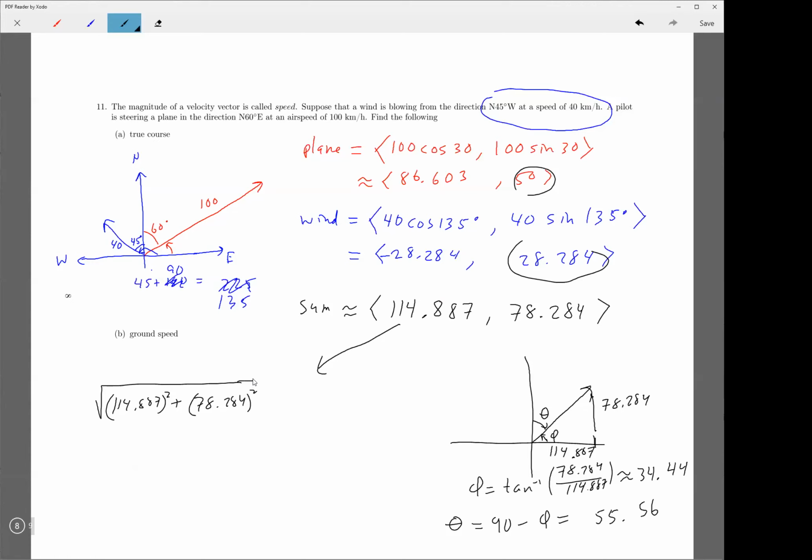Would be the sum of the squares, right? The square root of the sum of the squares. Oops. So the square root of... Hey, brothers, what do you guys get? About 139.0.